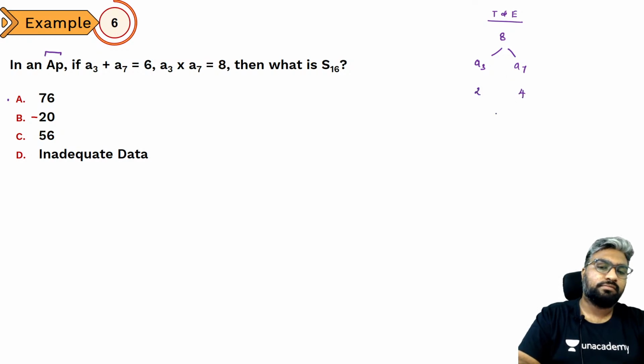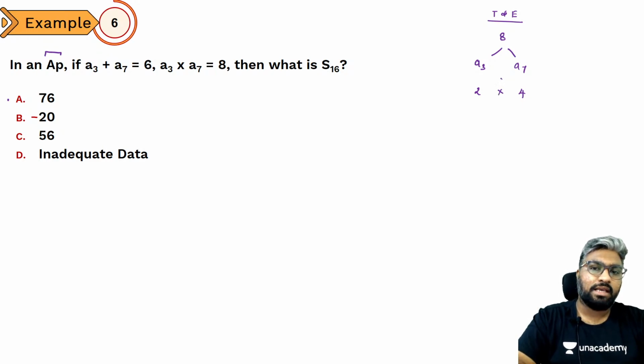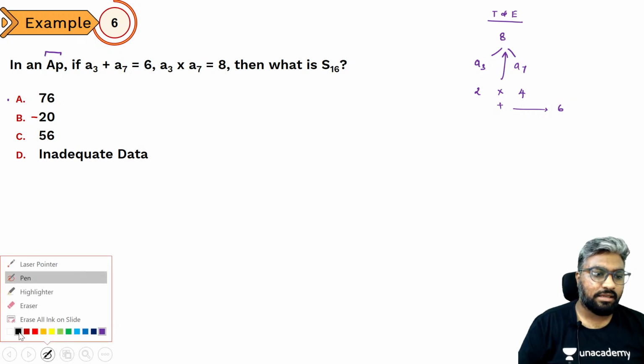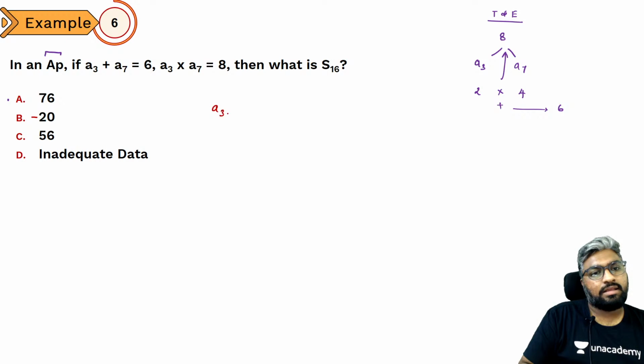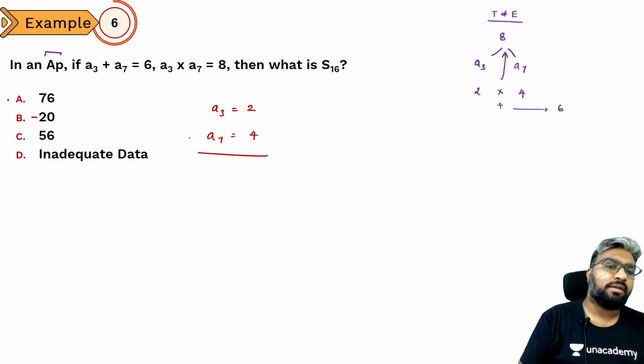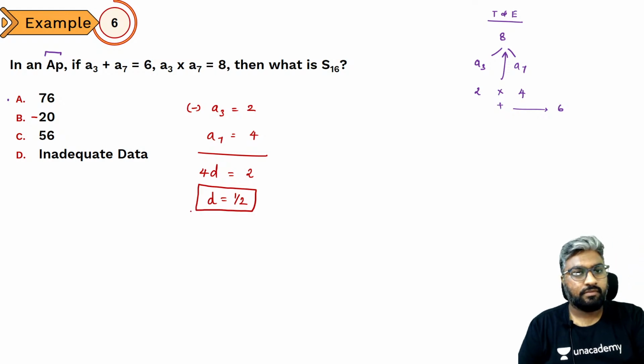2 and 4. 2 into 4 is 8, 2 plus 4 is 6. Does it satisfy? Yes. So what are we considering? We are considering A3 to be 2 and A7 to be 4. Now if I subtract them, A7 minus A3, I will get 4 times d is 2, or d is equal to 1 by 2. So you got the common difference d as 1 by 2. Make sense?